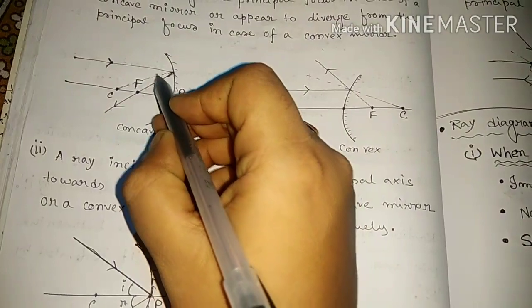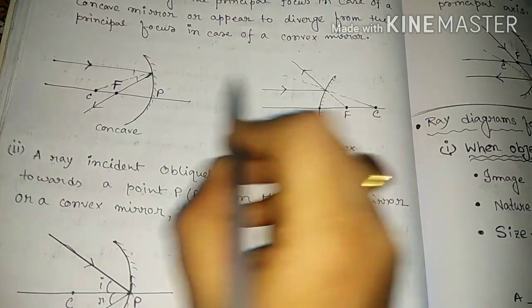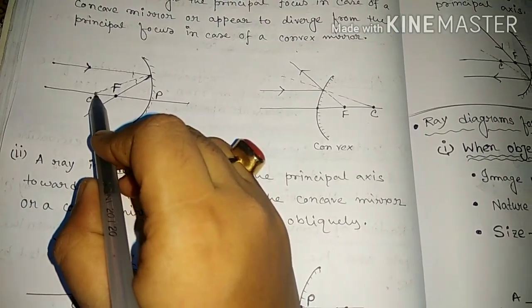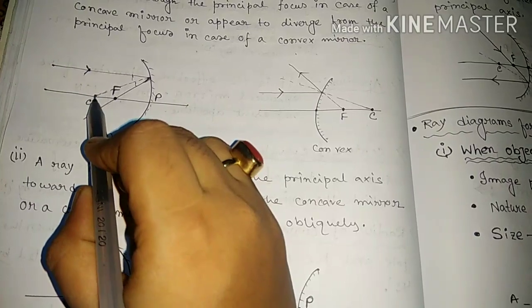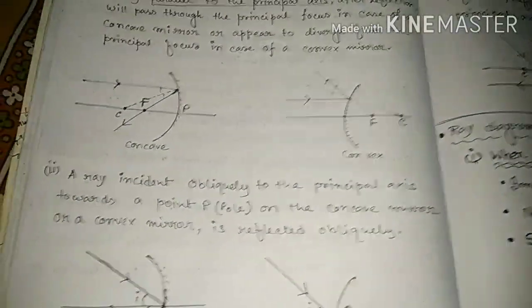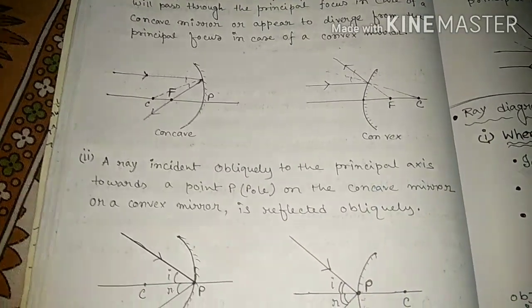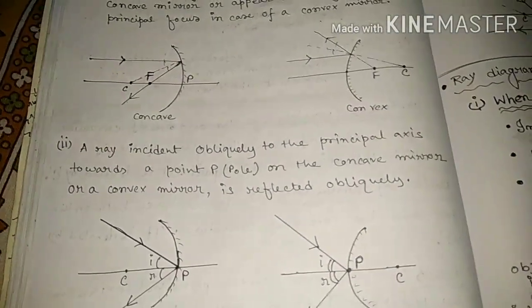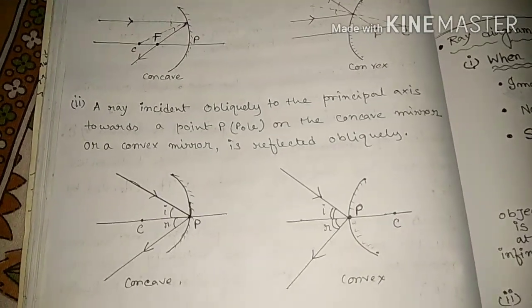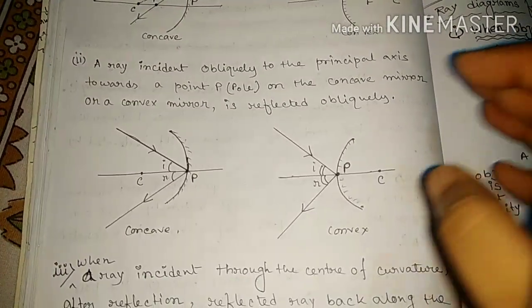In all cases, in this case also, this is a normal, so this angle and this angle are the same. This normal always meets at a point that is called the center of curvature. So they also follow the laws of reflection. Whatever the diagram, all diagrams follow the law of reflection.